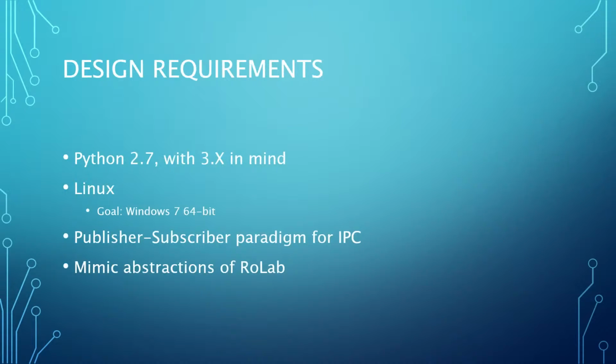Now, our project has 4 high-level design requirements. The first is that we use Python 2.7. This version, of course, is widely supported and compatible with almost everything. However, we must keep in mind that 2.7 is slowly getting old. Consequently, our code must be written with a port to a future version of Python in mind.